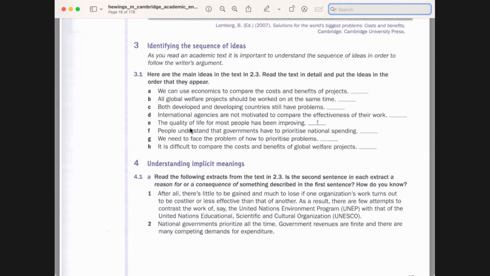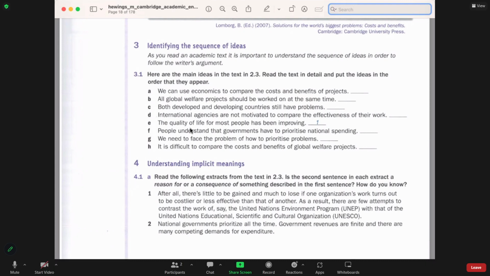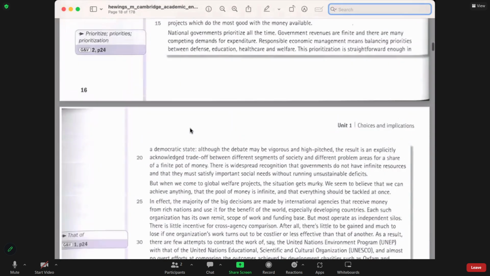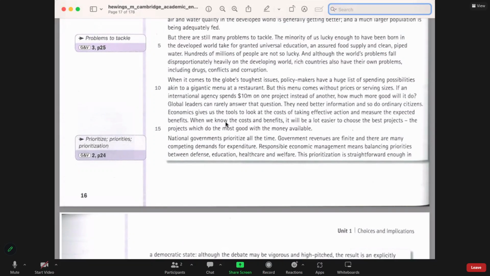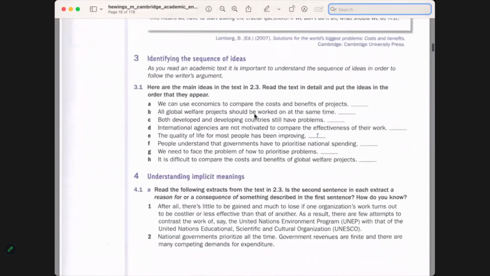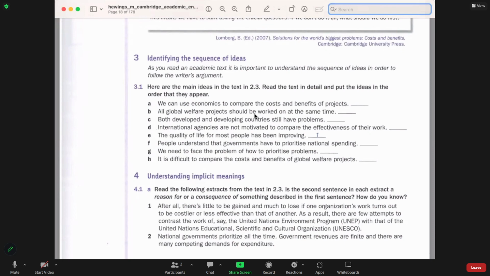Think between A and F, which was the first. Should I scroll back? Maybe A. A. Okay, let's check whether we talk about $10 million. Okay, so the next one is A. A, 3A and 4.